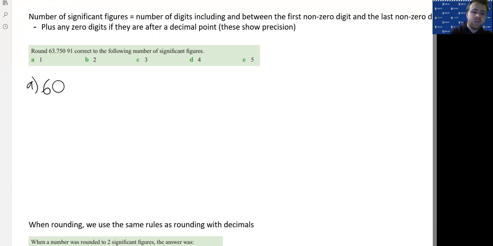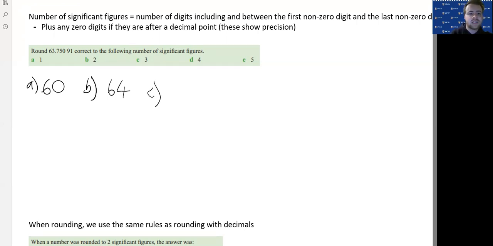All right. For B, I'm going to 2 significant figures. So I need to look at what the second significant figure is. So 6 is the first, 3 is the second. And then I'm looking at the next one, the third one, which is a 7, which means I need to round the second one up. So this will become 64. And you can see there I have 2 significant figures, the 6 and the 4. They're both non-zero digits, so they're both significant.